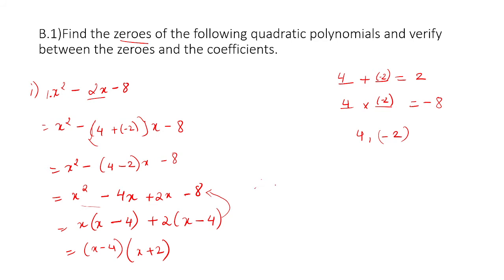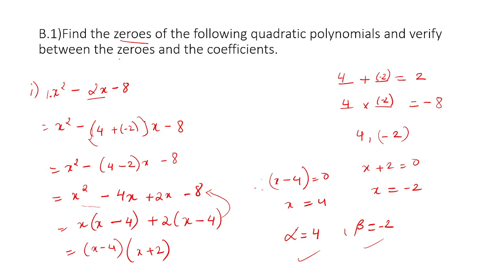Therefore the zeros are going to be x minus 4 equal to 0, or x plus 2 equal to 0. So x will be equal to 4 and x will be equal to minus 2. For this problem you can take any one, but I'll take alpha to be 4 and beta to be minus 2. You can take your beta as 4 and alpha as minus 2, absolutely no problem. But just for now, I'll be taking my alpha as 4 and my beta as minus 2. So these are the zeros we have found.